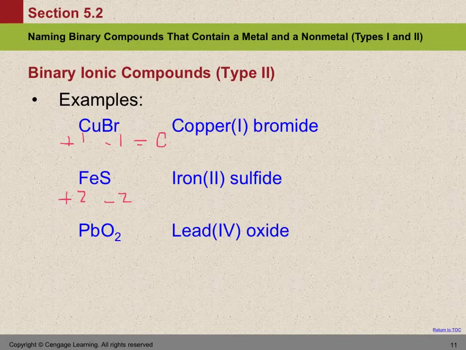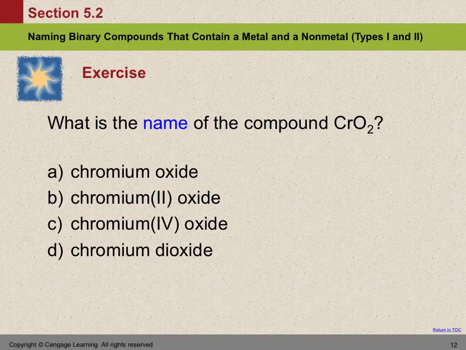Now this lead(IV) oxide, we know our oxygen also is a -2, but since we have 2 of them, it is actually a -4. So our lead must be a +4 in order to cancel out that -4 from the oxide. So what is the name of the compound CrO2?